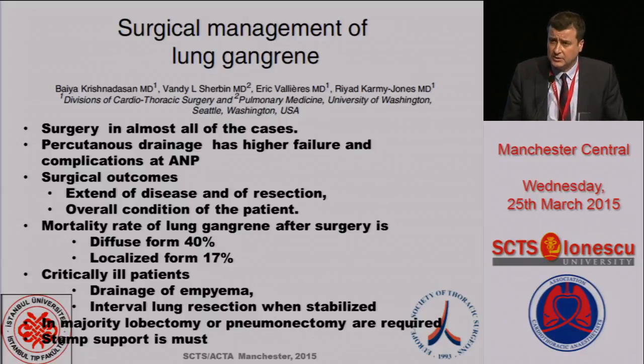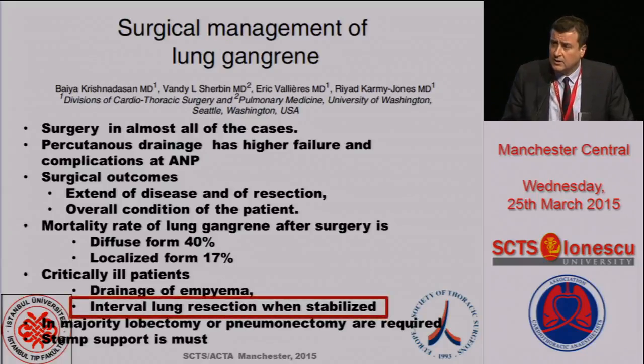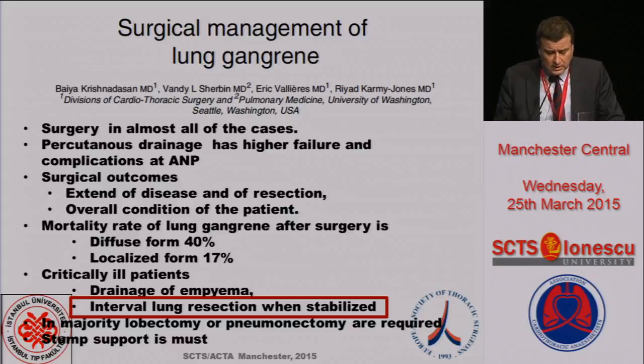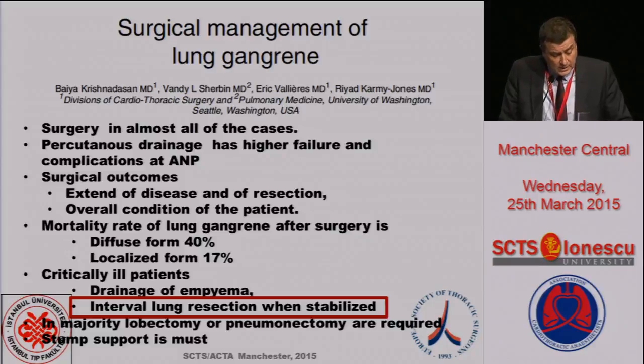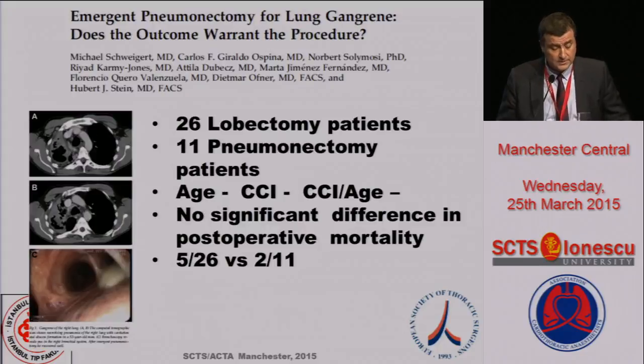In critically ill patients, drainage of empyema could be done, and interval lung resection can be planned when the patient is stabilized, but to tell the truth, this interval period may never come, and you must act very carefully during these periods. And in the majority of the resections, lobectomy or pneumonectomy are required, and stump support is a must in these types of surgeries.